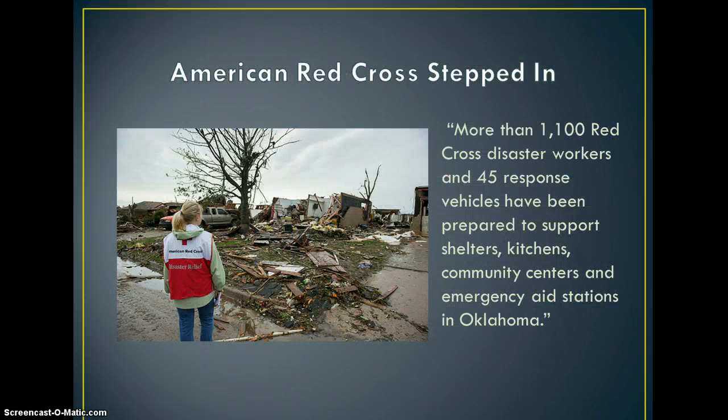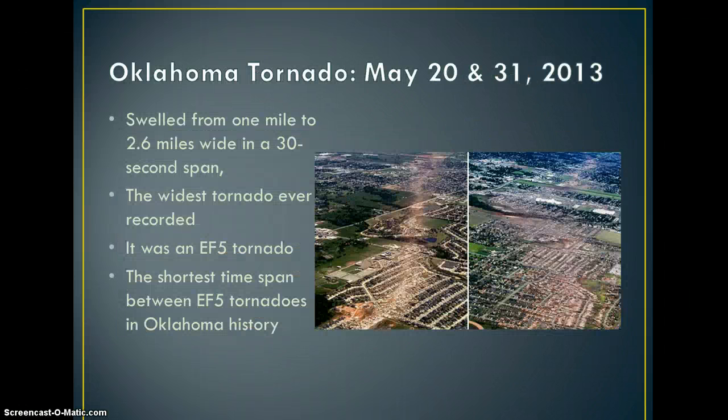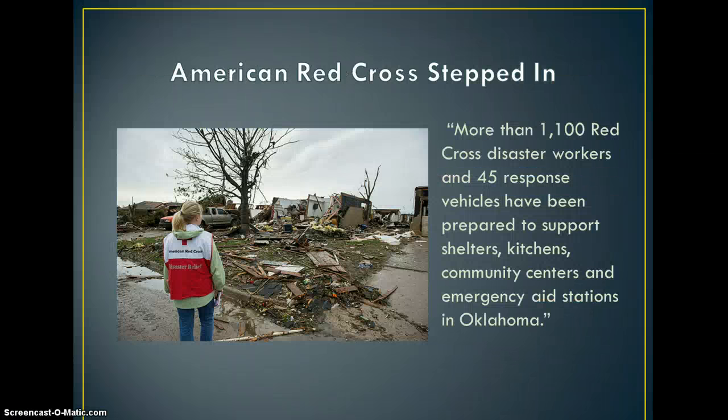The 11 days from May 20th to May 31st is the shortest time span between EF5 tornadoes in Oklahoma history. More than 1,100 Red Cross disaster workers and 45 response vehicles have been prepared to support shelters, kitchens, community centers, and emergency aid stations in Oklahoma.